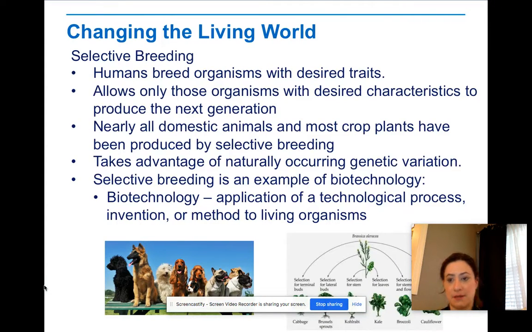Now, we have been changing our world for really thousands of years. And we've been selecting for desirable traits in various plants and animals over time. So the picture that you see with the dogs, we have selected for certain traits in various dog breeds based on personality, physical features, perhaps nose shape, ear shape, glossy fur, temperament. So based on these desired traits, we will only allow those organisms with those desired characteristics to produce the next generation. So all of our domestic animals and most of our crop plants have been put through this process of selective breeding, in a way, really artificial selection.